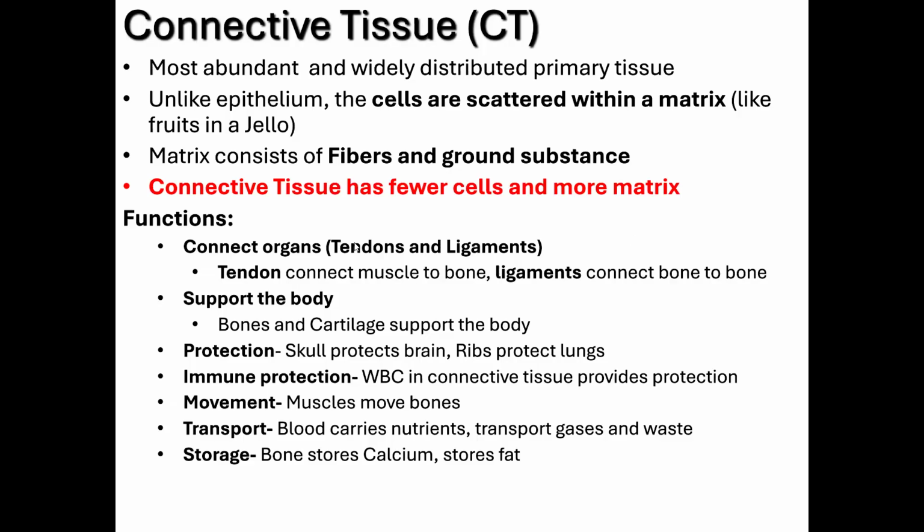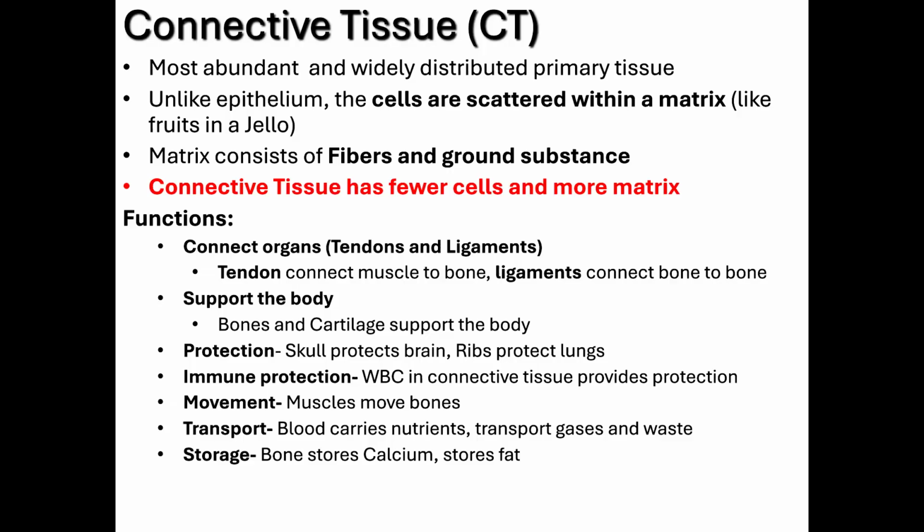I'm sorry, the other connective tissue is tendon. Tendon connects muscles to the bone, and there are ligaments, another piece of connective tissue, and they connect bones to bone. And the bones and cartilage support the body. The bone protects vital organs. For example, the skull protects the brain. The ribs protect the lungs and the heart.